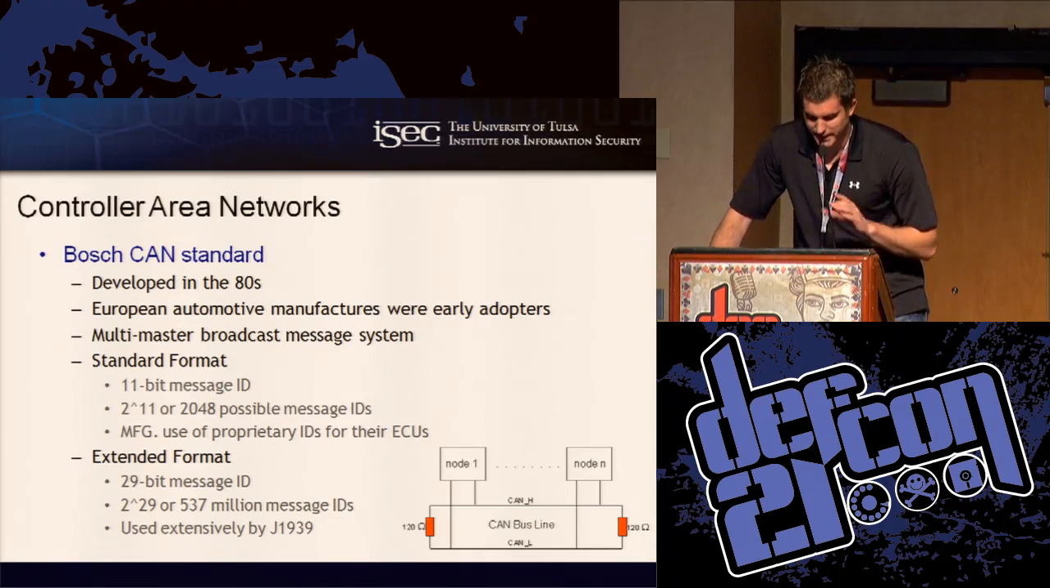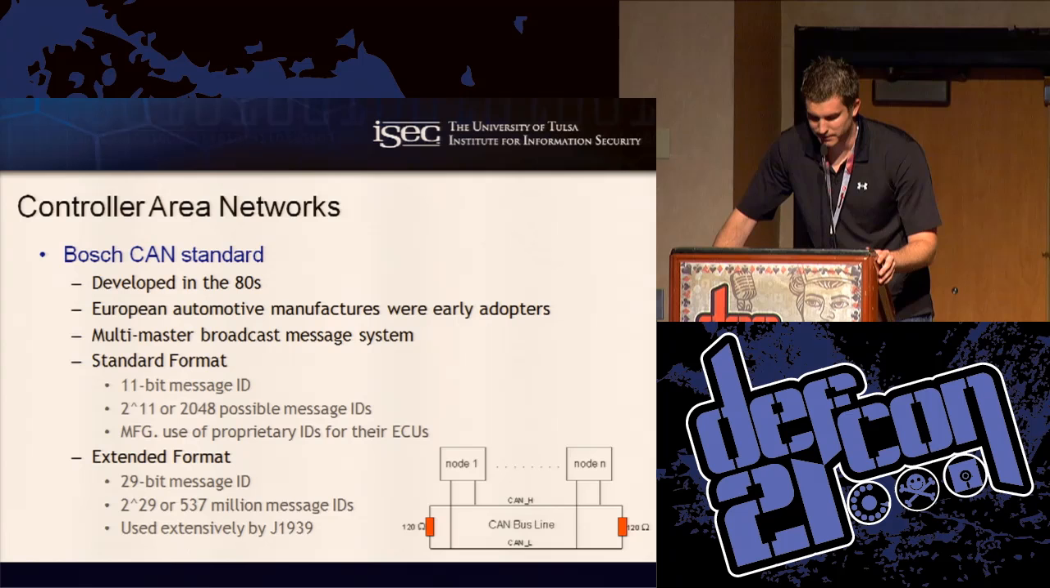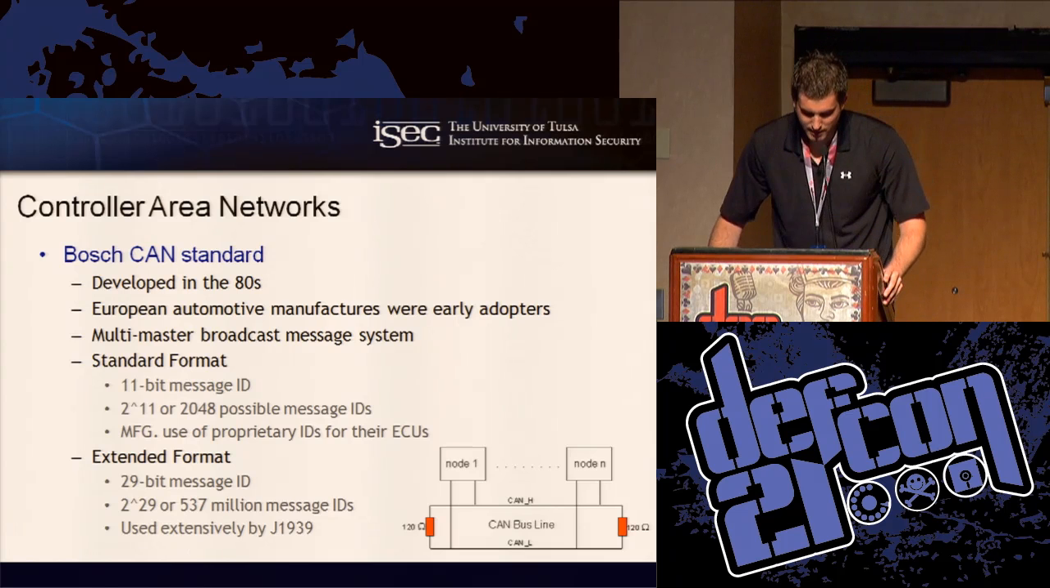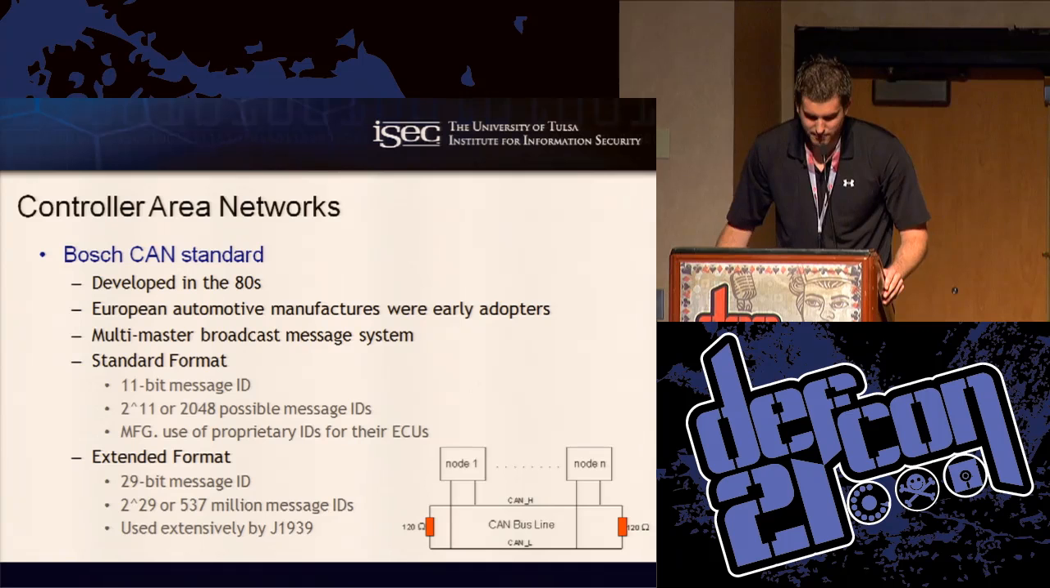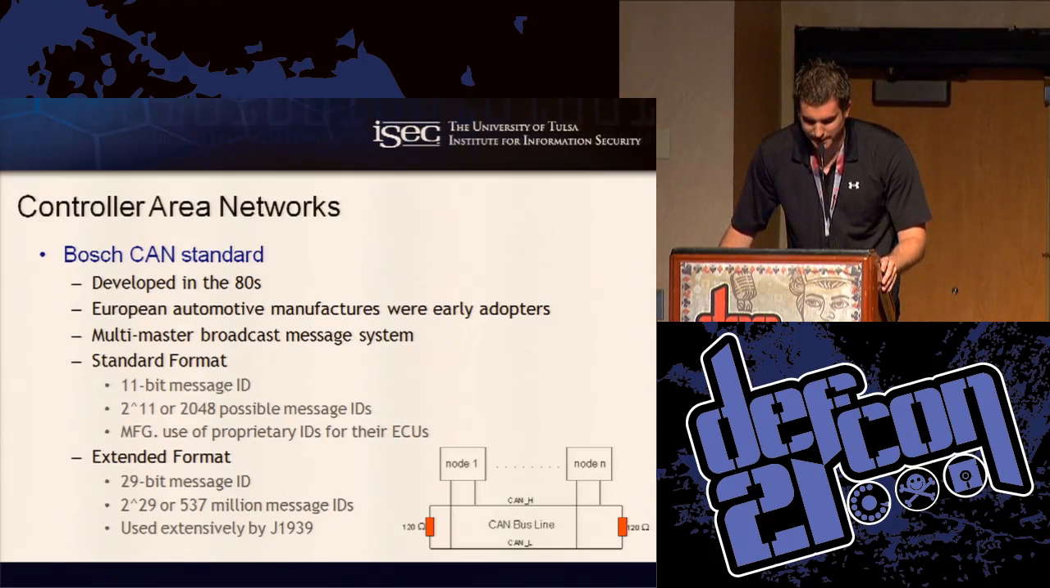So CAN was designed to be a very resilient networking protocol and standard, designed to withstand harsh operating environments such as the heat and the cold, electromagnetic interference, those sorts of things. And European automotive manufacturers were early adopters of the standard. So your BMW, Mercedes, Volkswagen, Volvo, those guys were early adopters of the standard.